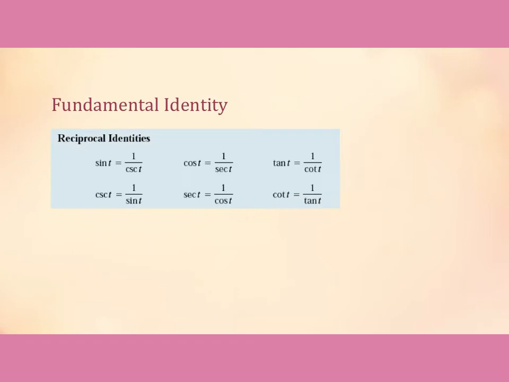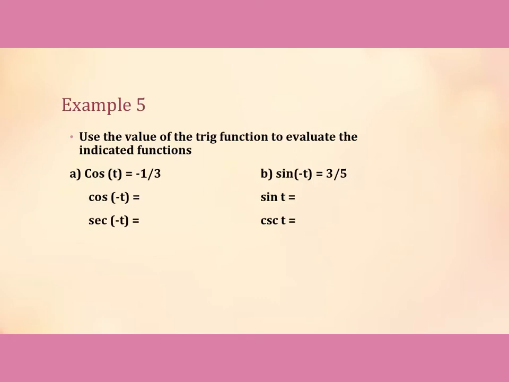These fundamental identities, we already know the reciprocal identities. That sine is the same thing as 1 over cosecant. Cosine is the same thing as 1 over secant. Tangent, 1 over cotangent. Cosecant, 1 over sine. Secant, 1 over cosine. Cotangent, 1 over tangent. So this just helps with the next example. Again, a refresher on these are called your reciprocal identities, but these we already know.